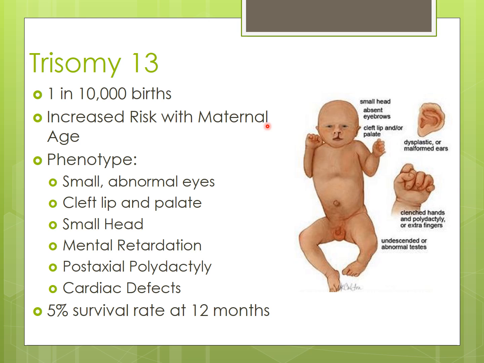Cleft lip and palate, as you can see on this diagram example, is common. The heads appear to be smaller. There is also mental retardation, and post-axial polydactyly, like we mentioned before and talked about in our autosomal pattern of inheritance. You can see extra digits on the pinky side with that post-axial polydactyly. And there are also cardiac defects.